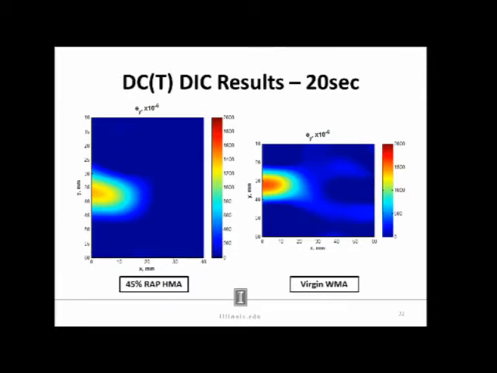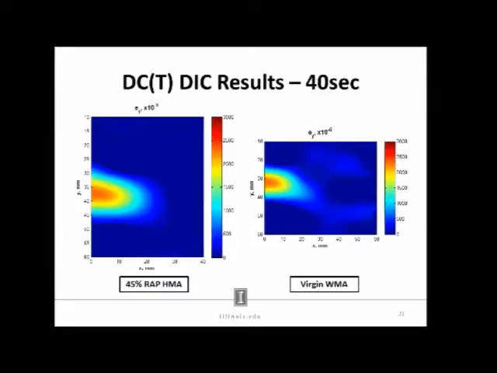in general we saw more deformation in the virgin WMA mixture, which I wasn't really surprised by. You'd anticipate that you'd have more straining in that material, and that you probably have just a significantly brittle failure in a wrap mixture as compared to the virgin WMA. And again, I found the same thing going on at 40 seconds.